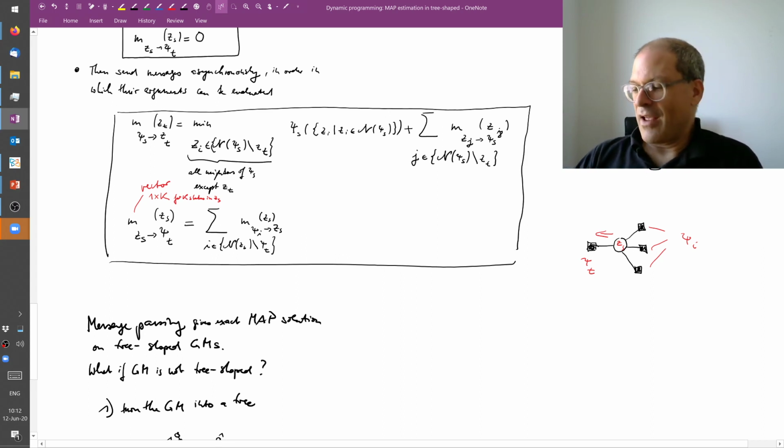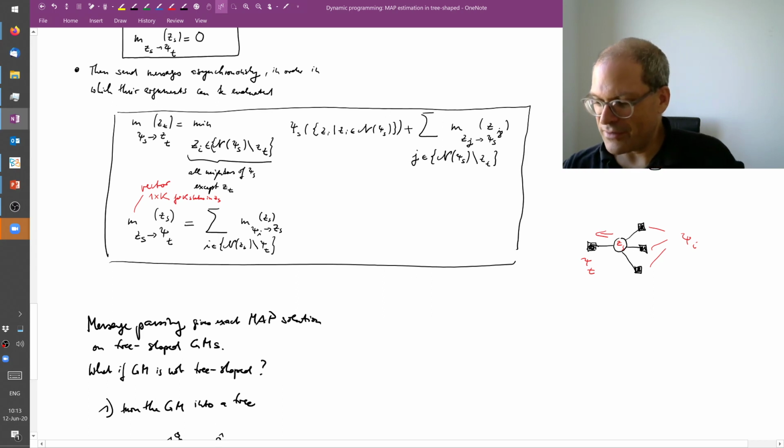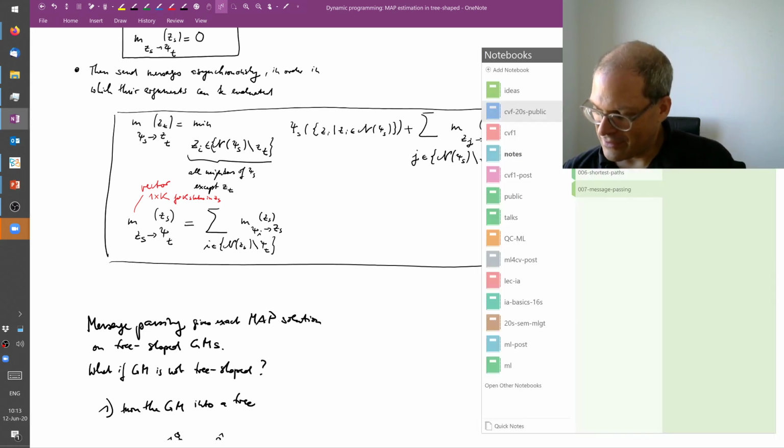All right, and now we send a message from a variable to a factor. And now in the upper equation, we're sending a message from a factor to a variable. And this is now where this minimization is needed.